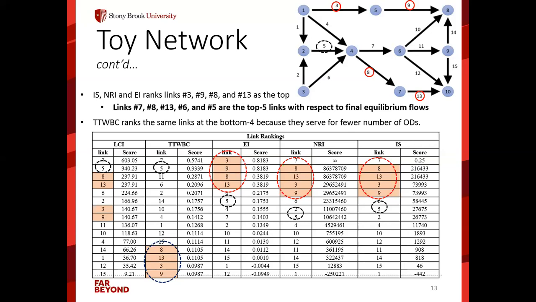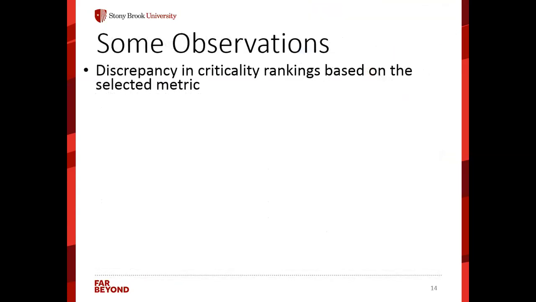So basically, one of the problems I'm going to discuss more is that there is no ground truth. We don't know whether LCI is better or one of the others is better. But what we observe is there's a discrepancy based on which metric to use. You can identify one link as critical or not critical at all. So there's this discrepancy, and we really don't know who is right. So, in observations: discrepancy in the metrics, no ground truth or consensus for benchmarking.